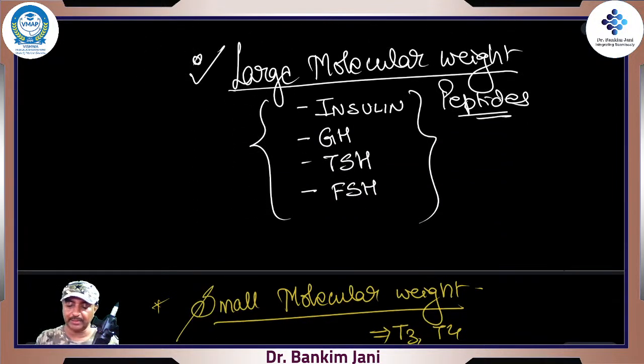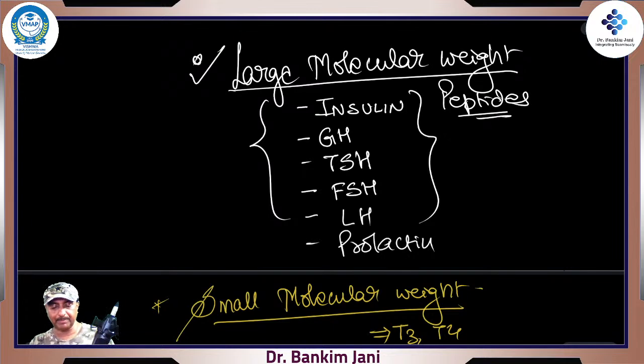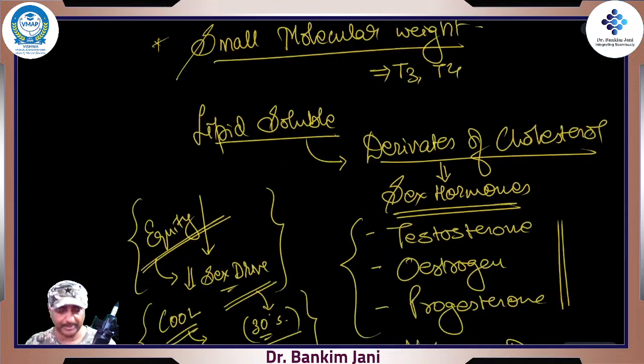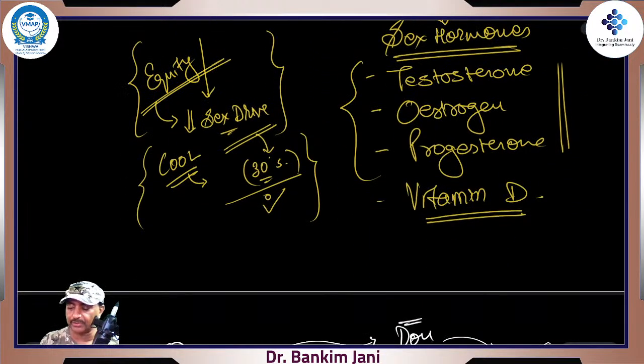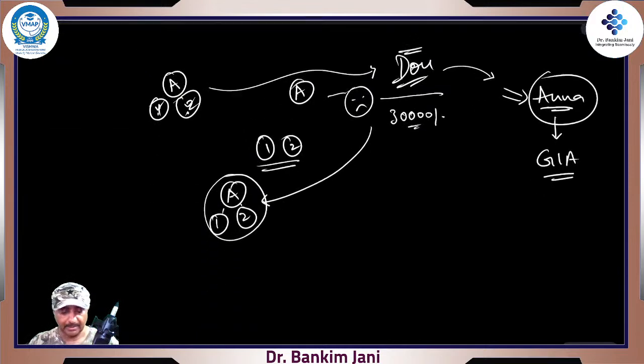Large molecular weight: insulin, growth hormone, thyroid stimulating, follicle stimulating, luteinizing hormone, right? Prolactin, right? All those vital hormones are peptides and they are of large molecular weight. Small molecular weight: T3, T4, the finished product, right? Lipid soluble ones are derivatives of cholesterol, and they enter straight away, right? Sex hormones, testosterone, estrogen, progesterone, vitamin D, all of them, right? That's why their level should be maintained properly, right?